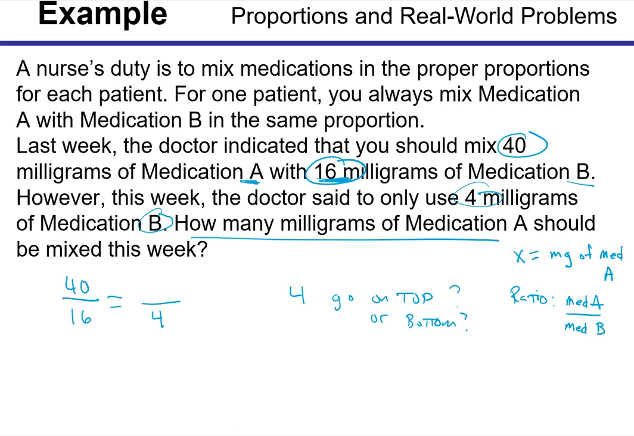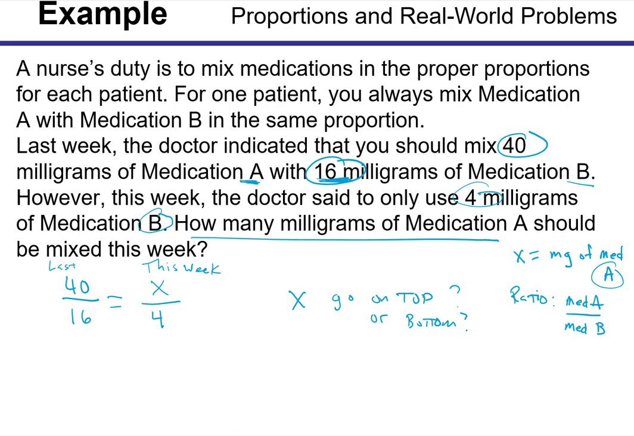Now we could ask the same question about X. Does X go on the top or the bottom? Well, for this week, X is medicine A. A is always going on the top. So X has to be on the top because it represents medicine A. So on the left, we have last week. And on the right, we have this week. So last week has to be proportional to this week. And as long as you've got both fractions with A's on the top, B's on the bottom, you have made a correct proportion equation.